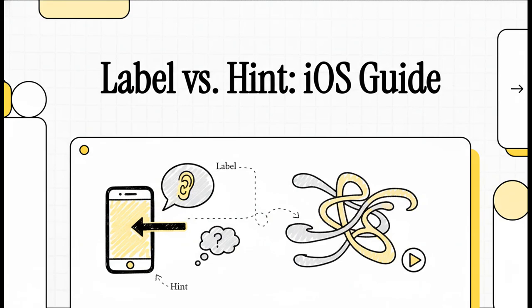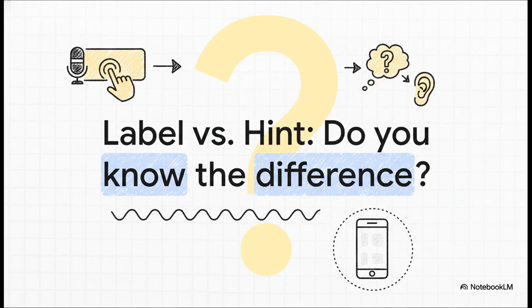All right, if you're an iOS developer, you know that building inclusive apps isn't just nice to have, it's a must. But let's be honest, when we talk accessibility, there are a couple of things that always seem to trip people up. Today, we're going to finally clear the air on accessibility labels versus accessibility hints. So yeah, let's just jump right in.